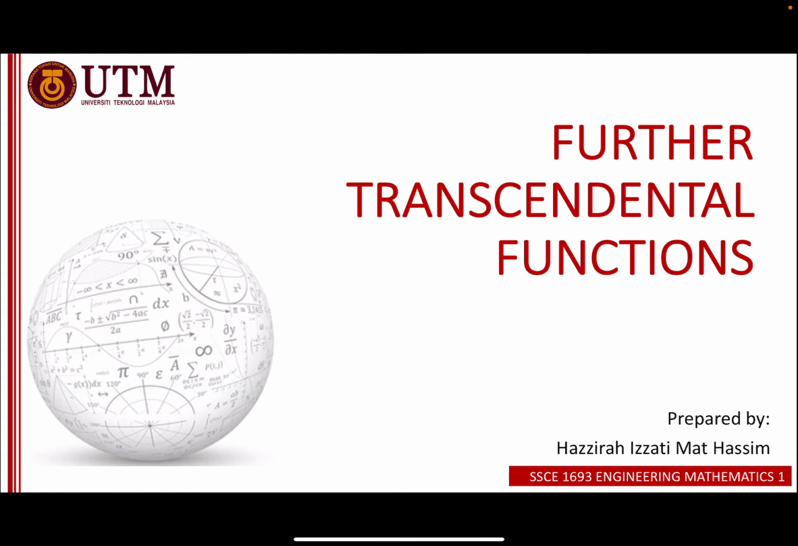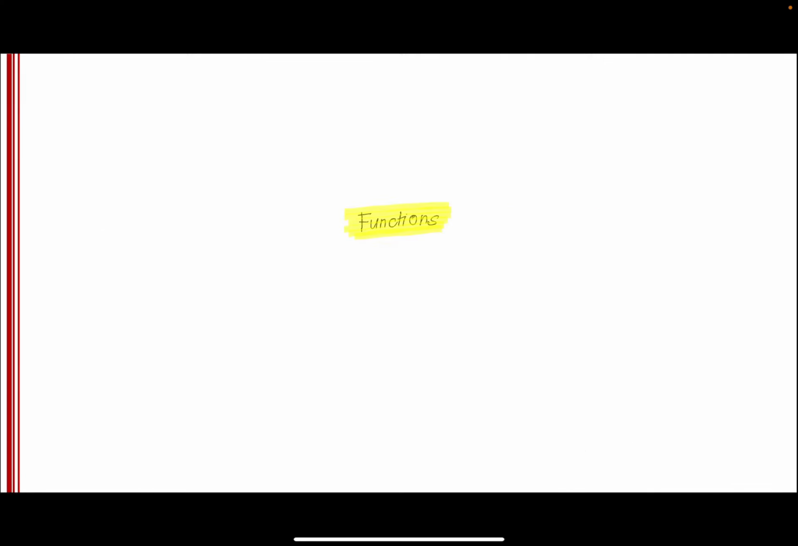The first chapter of the course, Engineering Mathematics 1, is on further transcendental functions. A function is a relation used to identify the way a certain quantity depends on another quantity. This terminology was introduced by Leibniz in 1694. In 1718, Johann Bernoulli defined functions as an expression that consists of constants and variables.